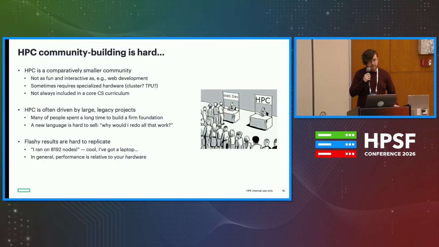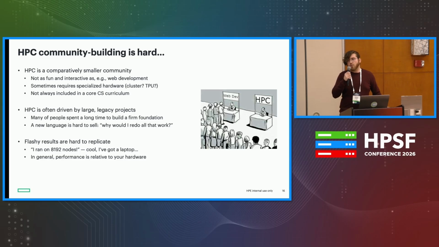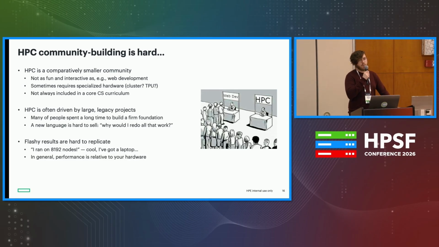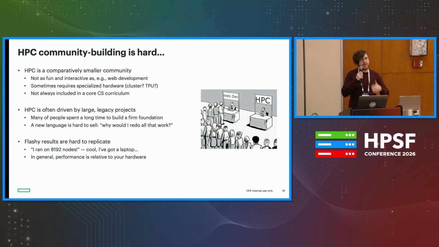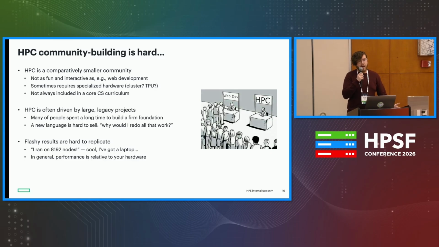I'll jump to my third point here, which is that flashy results in HPC are hard to replicate. We'll do scaling runs. We'll say, oh, we ran our program on 8,000 compute nodes. Well, fantastic. I have a laptop. How am I going to get any of those same results? And even when we say we were able to accelerate a program by 5, 8, 6 times, whatever, those are relative to a particular machine. If you have, say, an old Chromebook, you're not going to get the same scaling.